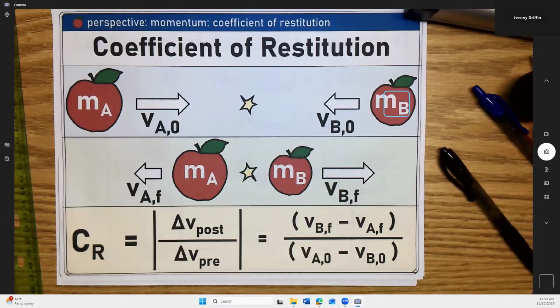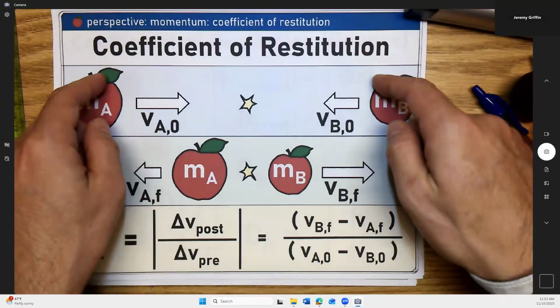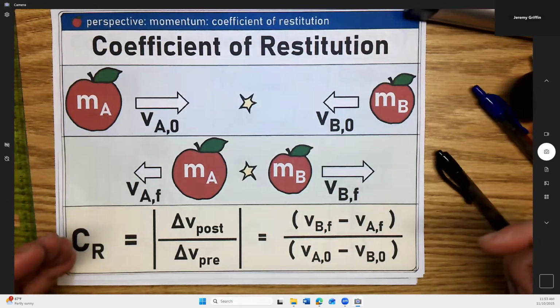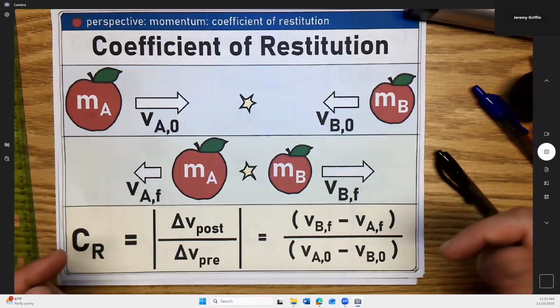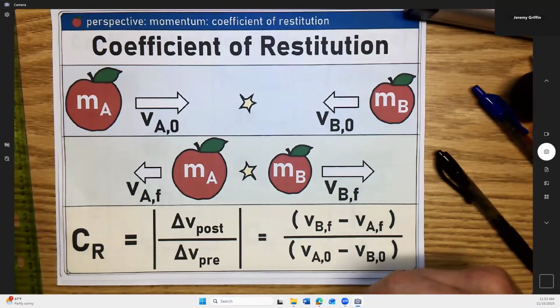Now, see if you can figure this out. You ready to do some critical thinking? This number, this coefficient, is always bounded between something and something. What do you think? It's bounded between what and what? 0 and 1? Yeah, that ends up being the answer.